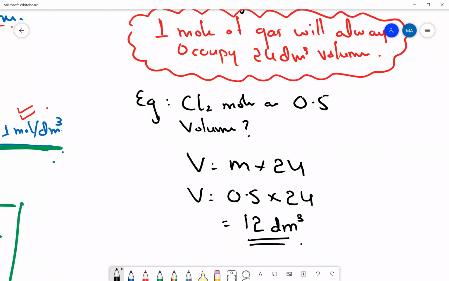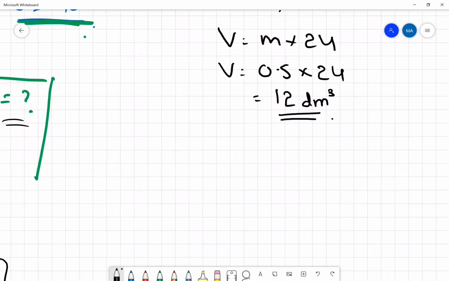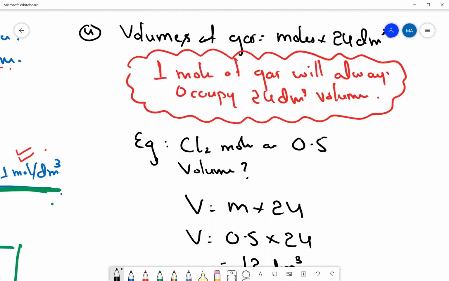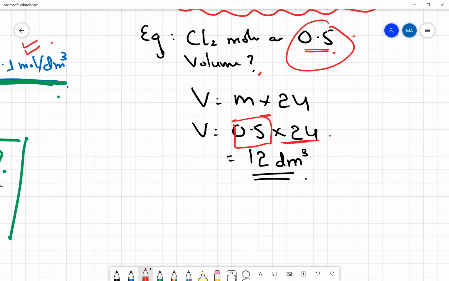I hope this is clear. All right, can you repeat this? Okay, so we simply knew the moles of chlorine as 0.5, right? And we didn't know anything else. We were asked to find the volume. So we knew that the formula states that volume is moles times 24. Moles were 0.5. We use these moles here times 24, which is the fixed value. Yes, absolutely.